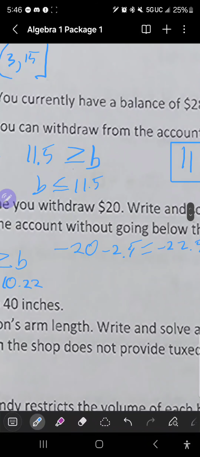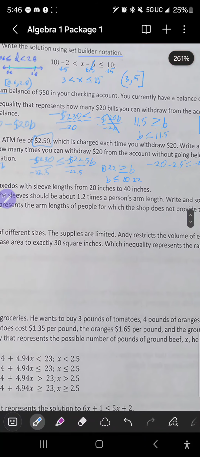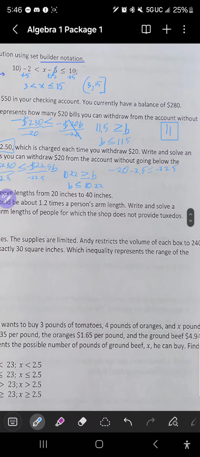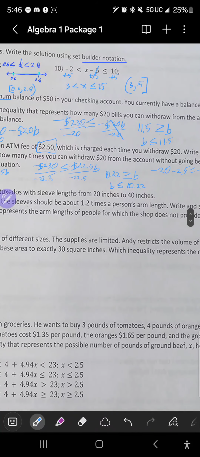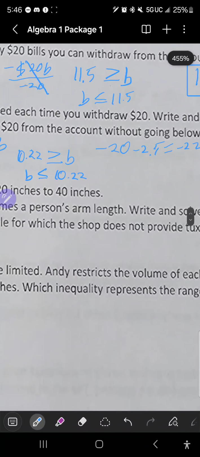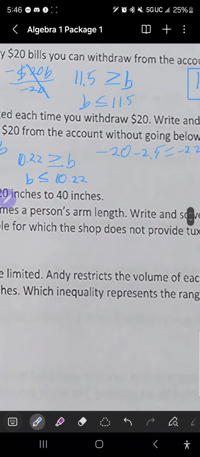Now we want to know how many times we can withdraw money from our account without going below the minimum balance that we need to have. So this is basically what I explained here. As you can see here, b is less than or equal to 10.22. So since b cannot be more than 10.22 and we cannot withdraw 10.22 bills, we need to withdraw an integer number of bills. Our result is going to be 10.